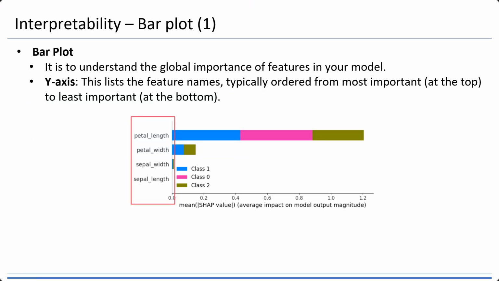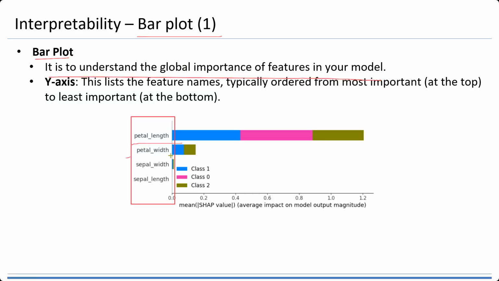This is the result from SHAP. We have the bar plot. So this is the result with the bar plot on the SHAP values. The bar plot is used to understand the global importance of features in your model.